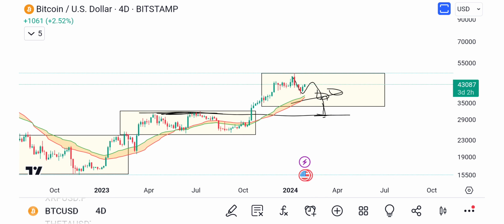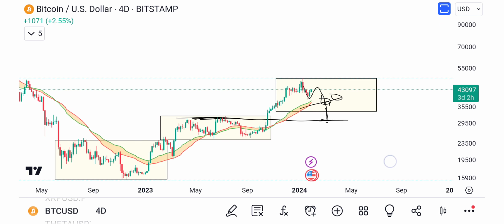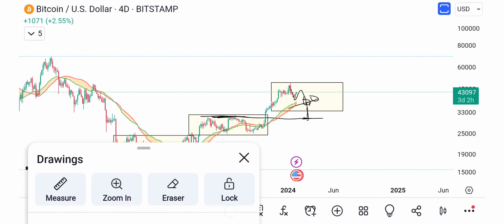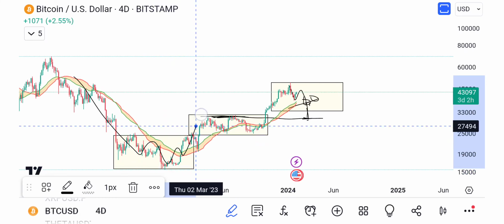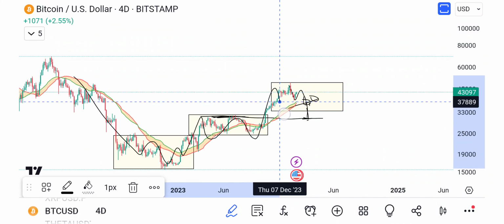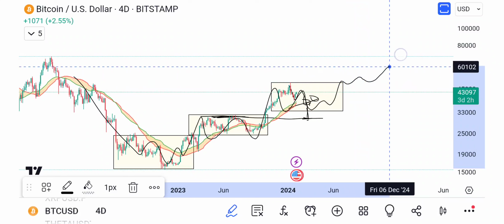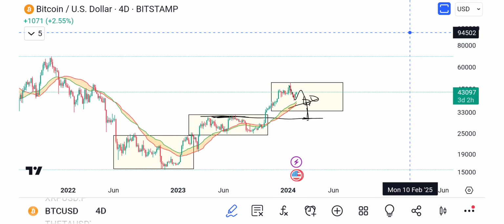So that would be the case, right? If this is another accumulation range where you have your bear market, accumulation, breakout, accumulation, breakout, accumulation, and then you continue breaking out, right? That would be the idea.